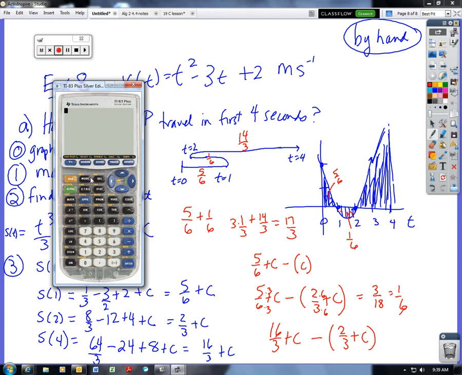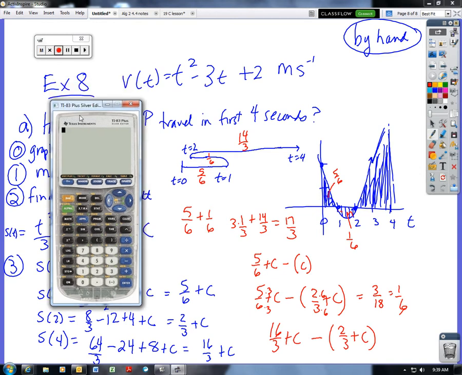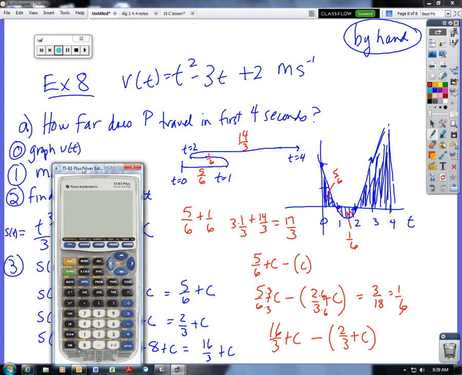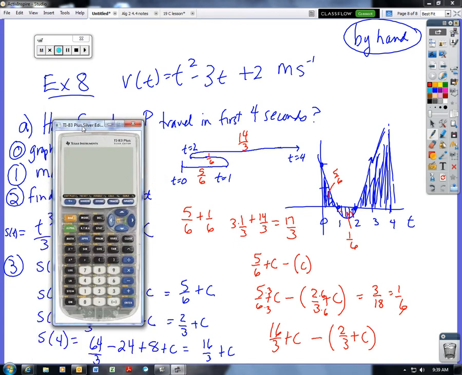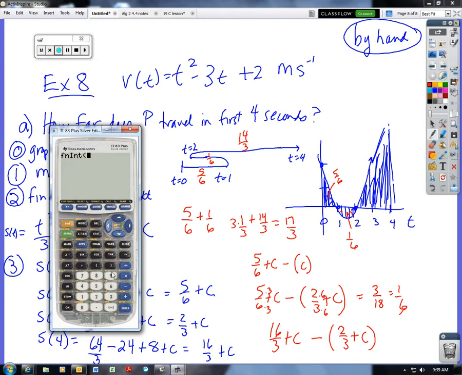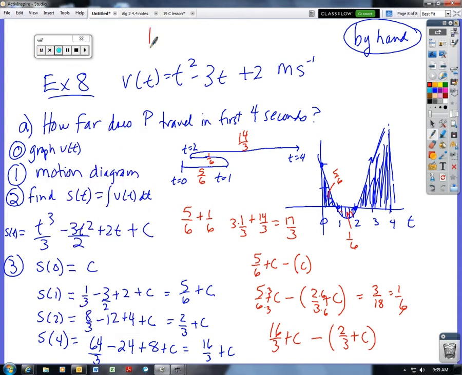We can go to a blank screen, and because you're finding how far it travels in the first 4 seconds, that's the total distance. So we can do math 9. It's going to be the absolute value of the velocity. So on the calculator, total distance is the integral from 0 to 4 of the absolute value of the velocity.